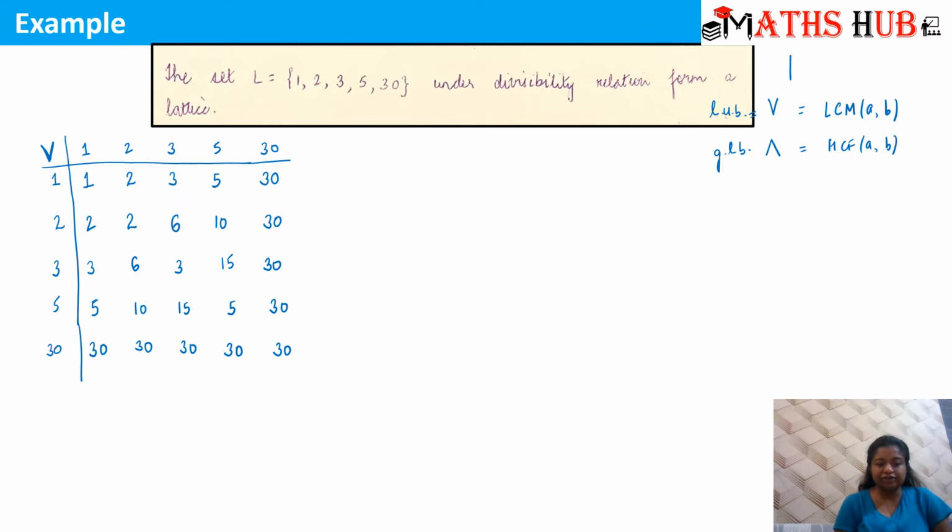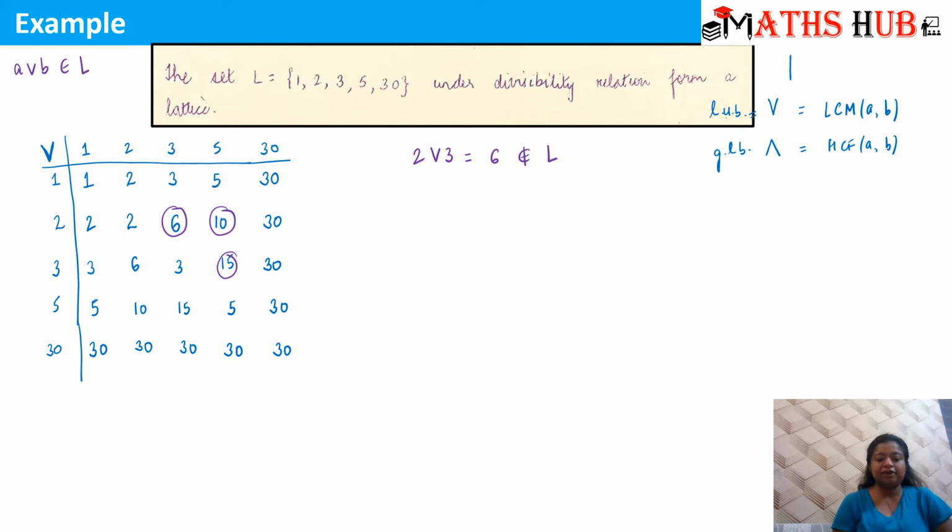So if you look at all the entries, you can see that there is a 6 here, there is a 10 here, and there is 15 here, which do not belong to this set L, right? So in the definition of lattice, we said that A join B should belong to L. So you can see that here 2 join 3 is equal to 6 and it does not belong to L, right? So we have here 2 join 3 is equal to 6, but it does not belong to L. So we will declare this as it is not a lattice, right? Because these entries are not belonging to set L, right?